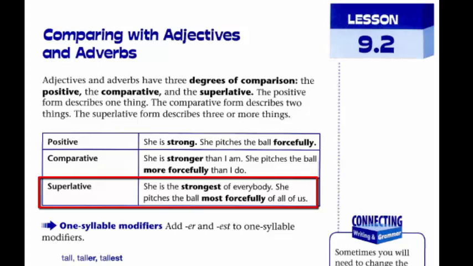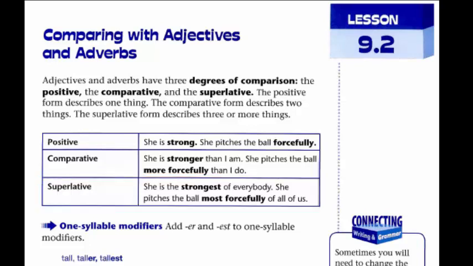The next sentence: she pitches the ball most forcefully of all of us. In this sentence here, most forcefully is a modifier that compares how she pitches the ball to all of the other people.